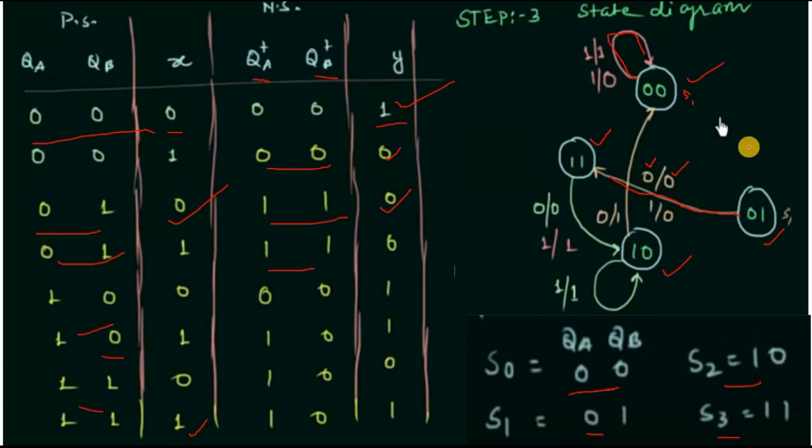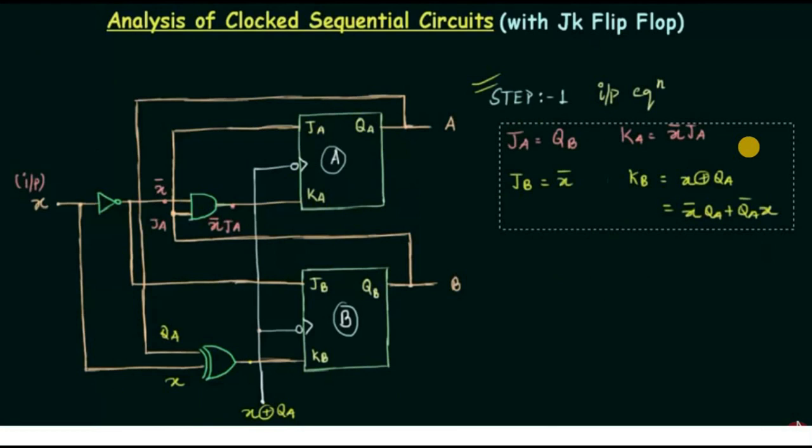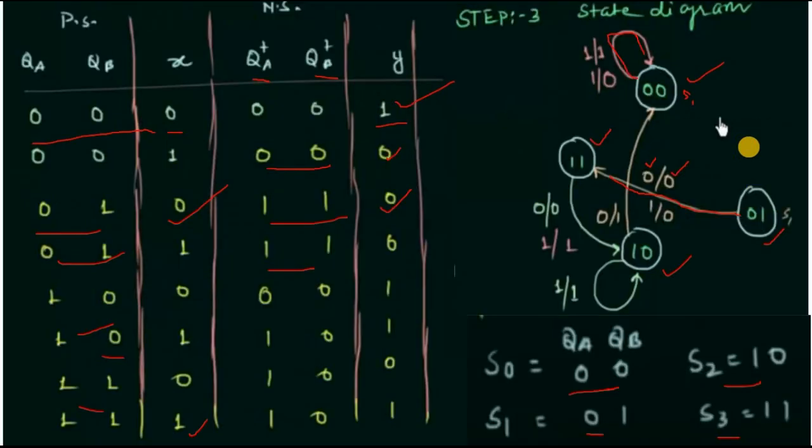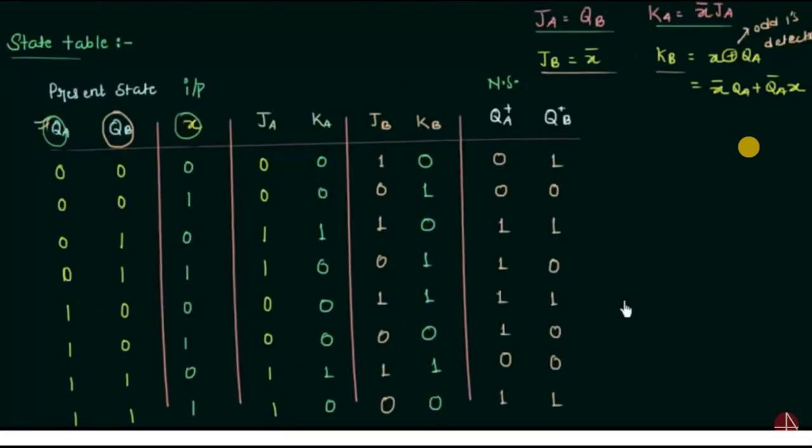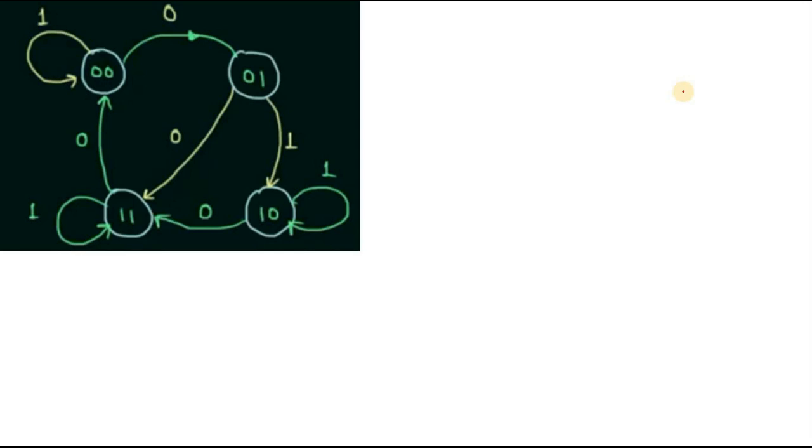Once the state diagram is drawn, the job is over. This is the analysis of clocked sequential circuits. This is one more example. I did it the same way, and I constructed the state table, and later I drew the state diagram. This is the analysis of clocked sequential circuits.